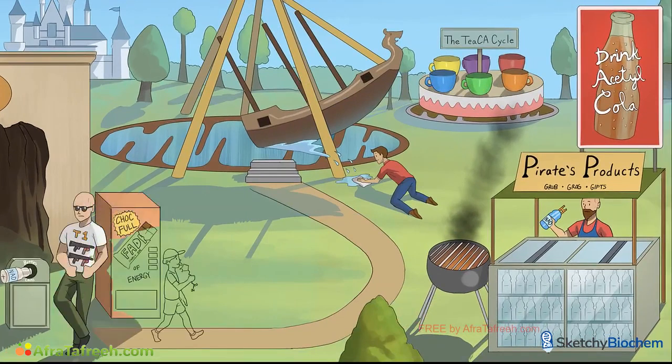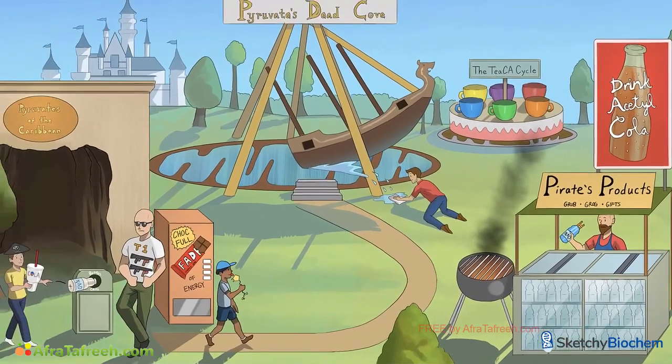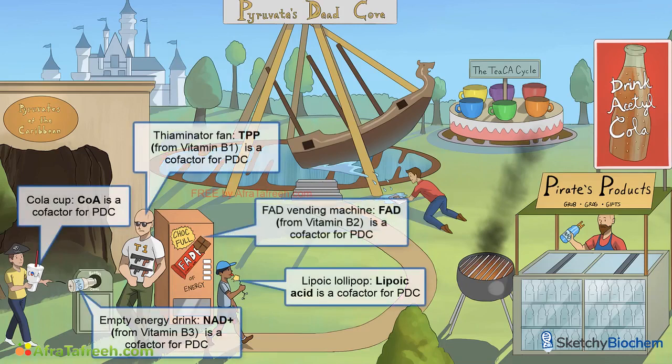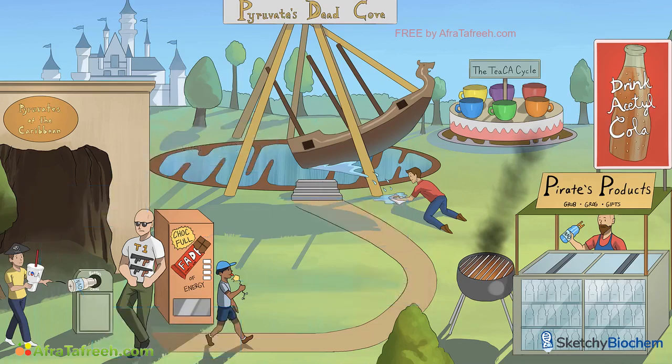PDC requires 5 cofactors: 1 TPP from vitamin B1, 2 FAD from vitamin B2, 3 NAD+ from vitamin B3, 4 lipoic acid, and 5 CoA from vitamin B5. These cofactors are represented by a thiaminator fan, an FAD candy bar vending machine, note the wrapper torn off, an empty NAD+ drink, a kid sucking on a lipoic lollipop, and that empty cola cup we talked about before.